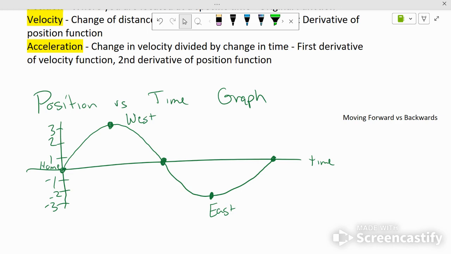So I'm moving forward all along here. Then I'm moving backwards because I'm going back to the house again. I continue to move backwards from where I was headed originally, and then I move forward again. And that's what happens in a position versus time graph, whether I'm moving backwards or forwards.